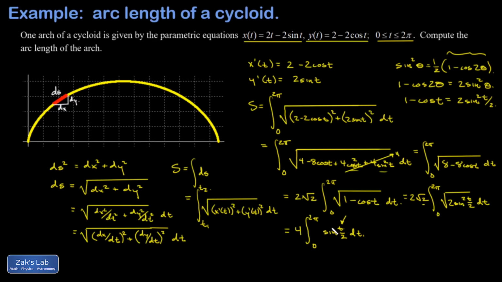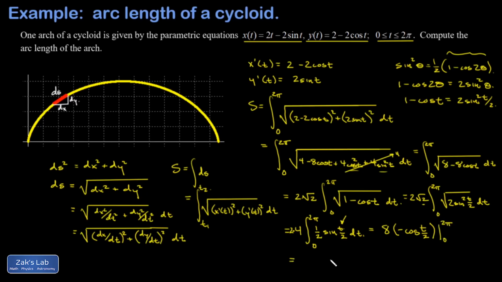Now I can just set this thing up to guess the antiderivative. I would like to have a factor of 1/2 inside the integral. That's the derivative of the interior. It makes it easier to think about the chain rule backwards, but that means that I need to multiply by 2 out in front. So that gives me an 8 out in front. And then the antiderivative of 1/2 sine t over 2 is going to be a negative cosine t over 2. And I'm evaluating this thing from 0 to 2 pi.